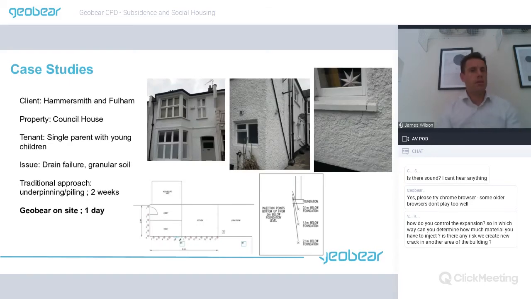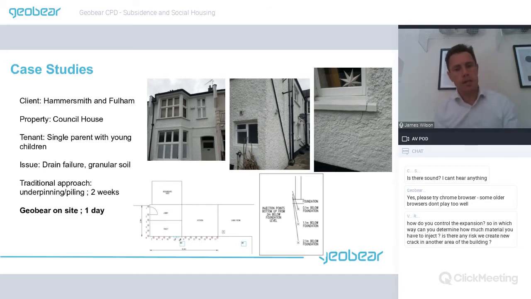So in terms of when we've done this, just to run through a couple of case studies. I've got 2 case studies here. Both were projects that I did. This client was Hammersmith and Fulham. This is a council property in West London, and living in there was a single parent with young children. So they had a drain failure. This is my treatment plan here. That drain was leaking water out into the soil underneath, and it was causing weaknesses in the soil.